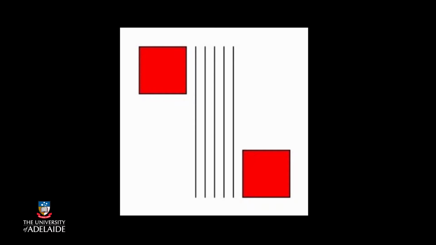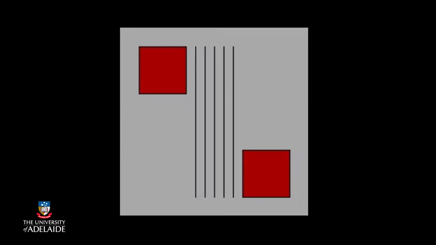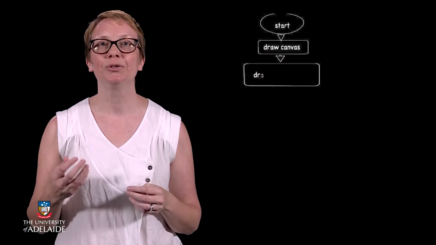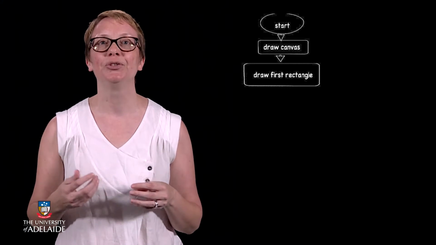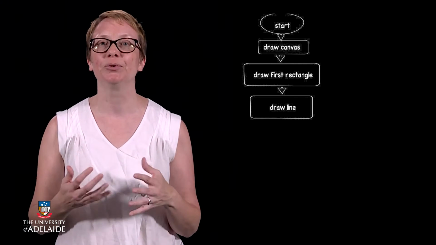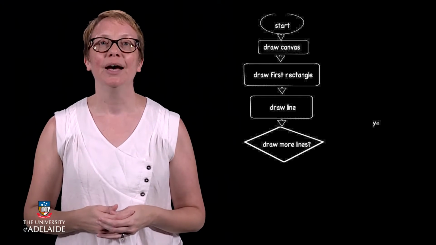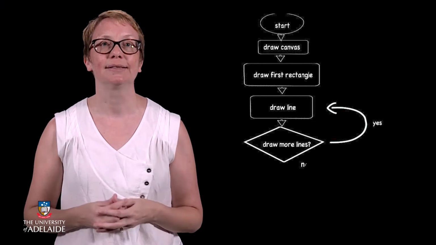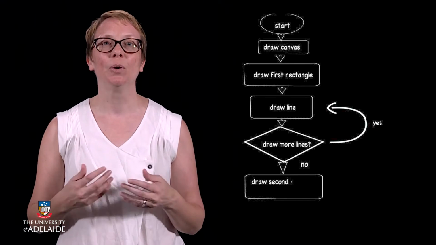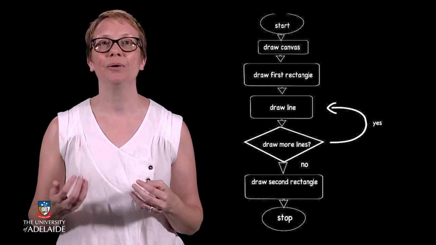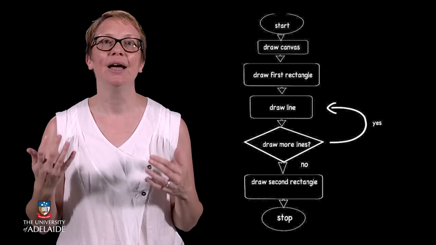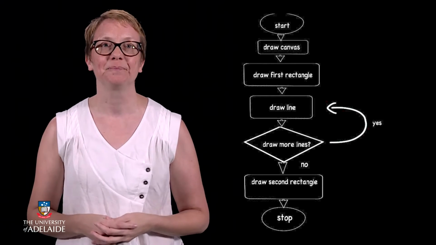We could create a flowchart for the design of this image by decomposing the problem into its different parts. First, we want to create the canvas. Then we draw the first rectangle, then we draw the sequence of lines, and then we draw the final rectangle. How do we know if we have drawn enough lines? In this example, we want to draw 5 lines, so we can modify our expression to be something like, have we drawn 5 lines yet?